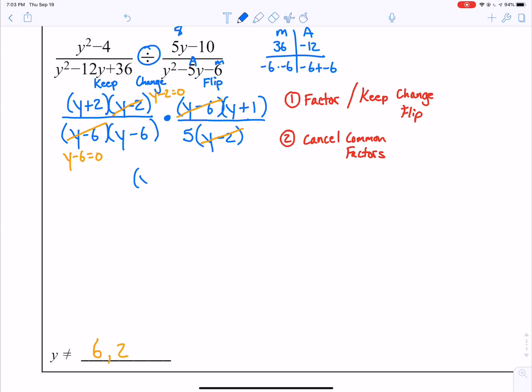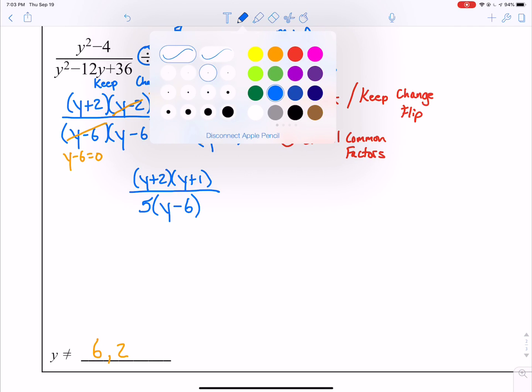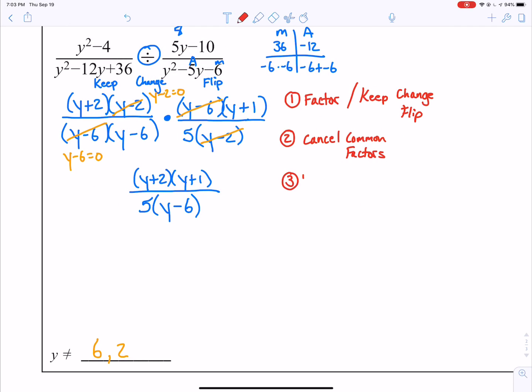And then let's write what we have left. So we have y plus 2, y plus 1 at the top. At the bottom, we have 5 times y minus 6. So that's our simplified form, which would be our next step to do, is to write in simplest form. And along the way, we've already been stating some restrictions, but we need to make sure we've covered everything. So let's put state restrictions on the variable.